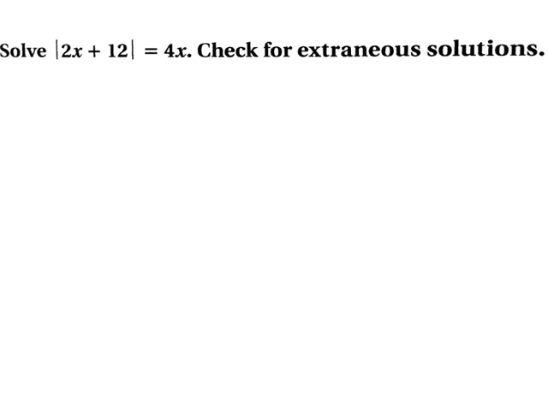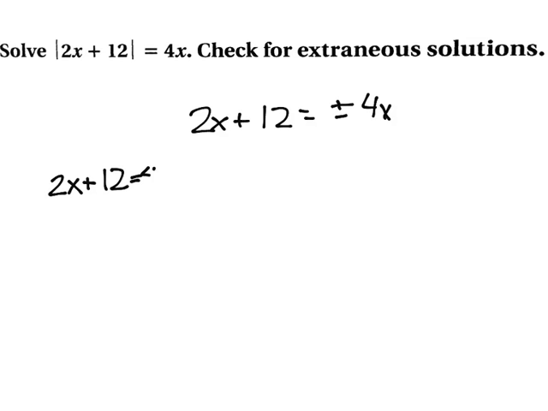All right. Here, okay, you end up with the absolute value of 2x plus 12 equals the absolute value of 4x. Plus or minus, get rid of absolute values. And then you get 2x plus 12 equals 4x. 2x plus 12 equals negative 4x. Minus 2x from both sides, and you get 12 equals 2x. Divide by 2, and x equals 6.